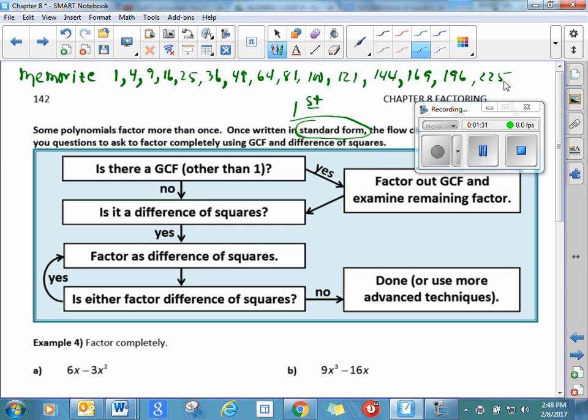You just need to know these. You're going to need to know them for really the rest of math and science classes and in college. So it's a good thing to just memorize them now, so I'm asking you to do that.